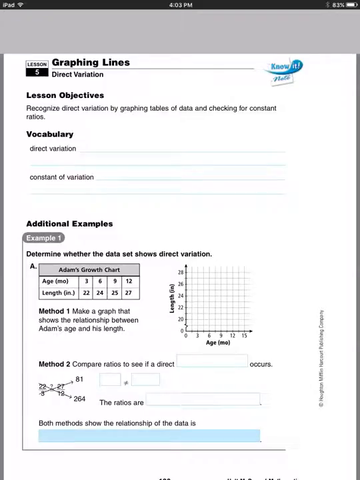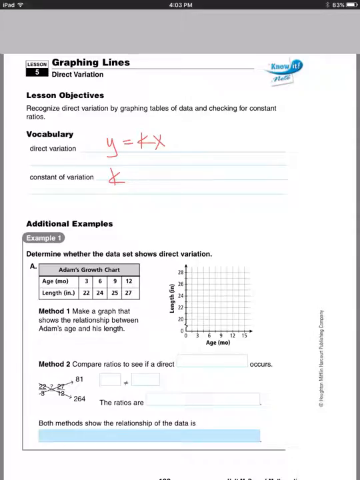So direct variation is a linear function that can be written as y equals kx, where k is the non-zero constant. So this formula is y equals kx. The constant of variation is the constant ratio of y to x in the direct variation. The constant of variation is your k. Constant of variation is another name for rate of change or slope. Constant, rate of change, slope, all mean the same thing.